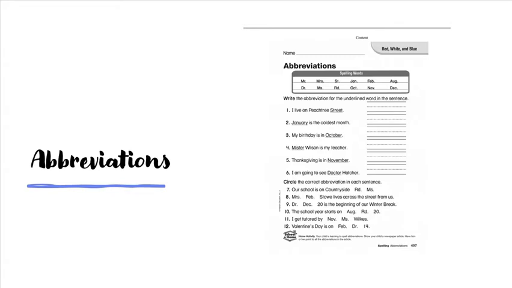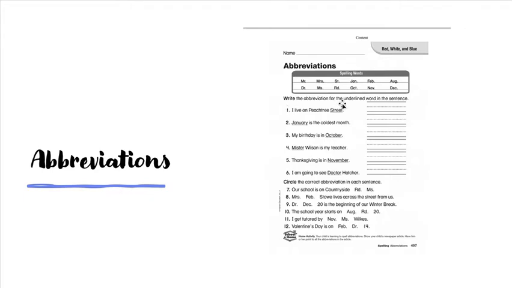So now you guys are ready to pause the video and go ahead and do page 497 in your Readers and Writers Notebook. These are your spelling words at the top. They are all abbreviations, so please note that they start with a capital and they've got a little period there.